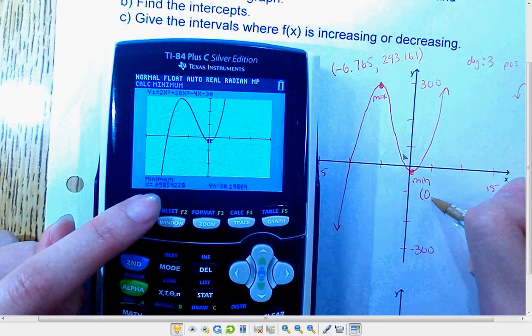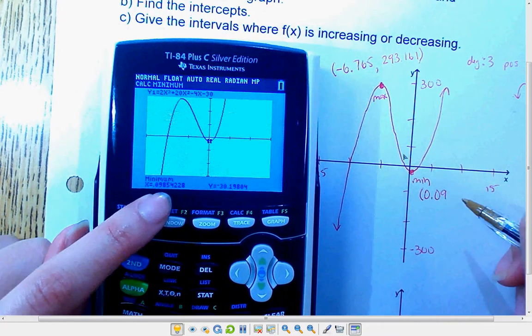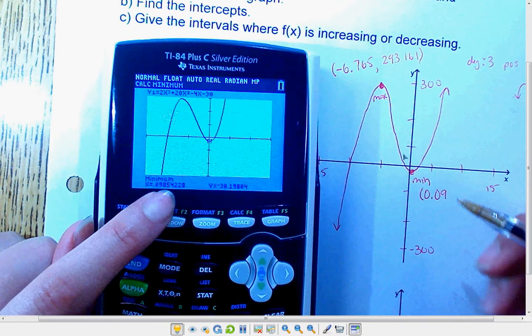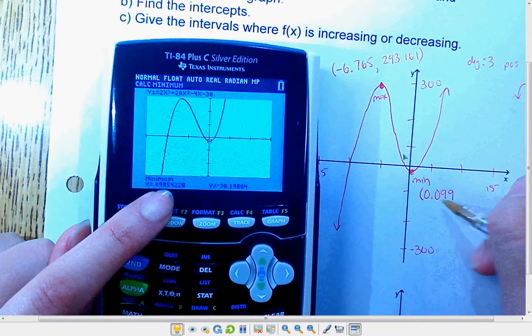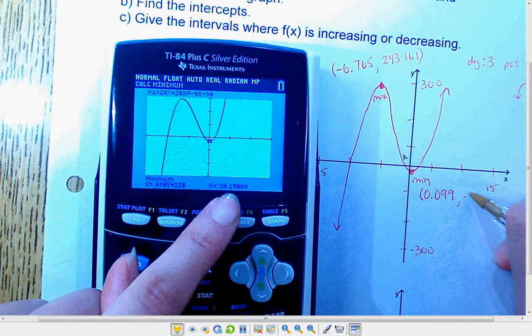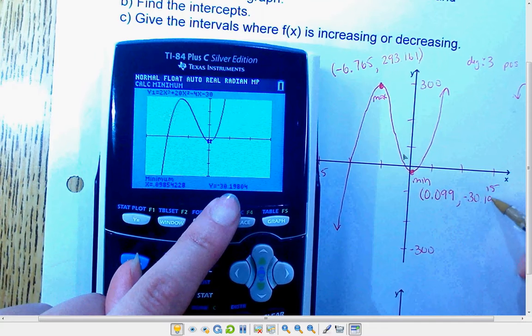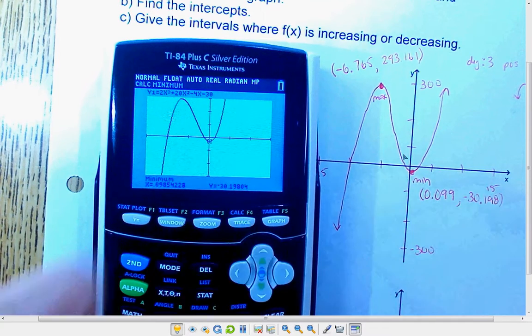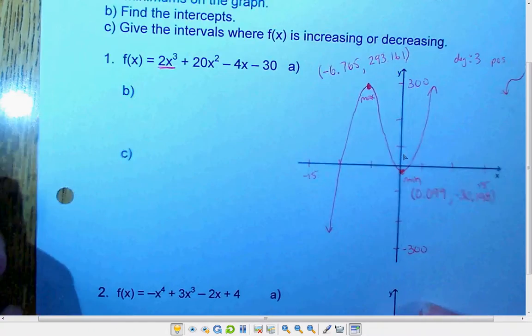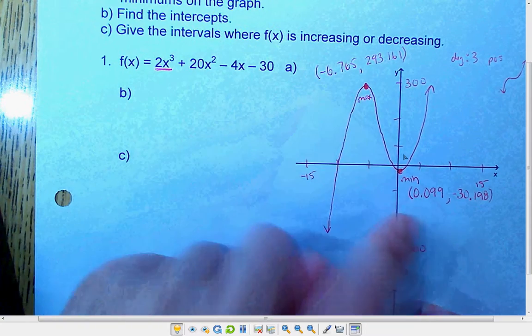So again, 3 decimal points, so 0.9. This time that 5 after your 8 is going to round it up, so 0.099. And then negative 30.198. So here are our min and max.